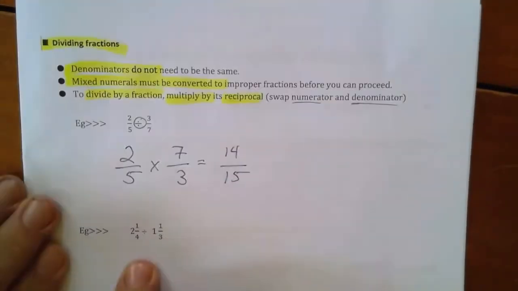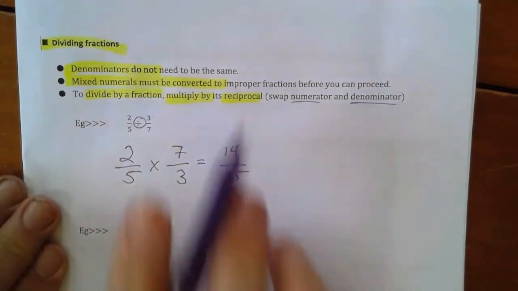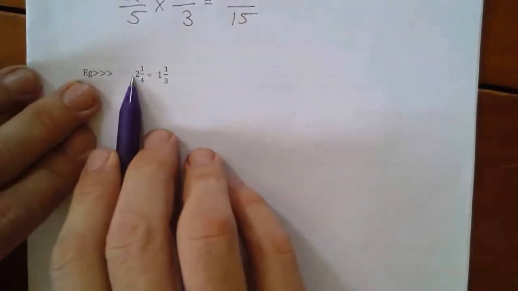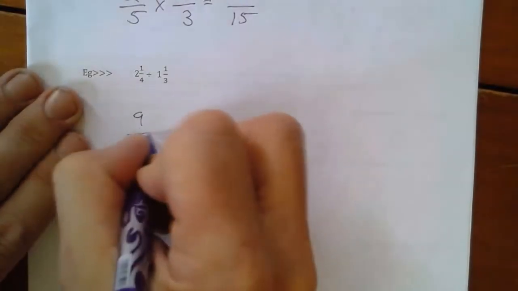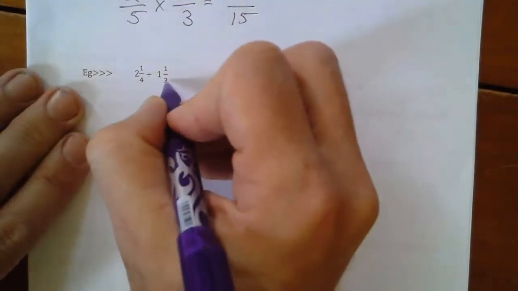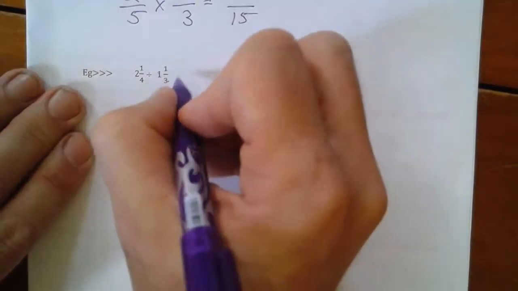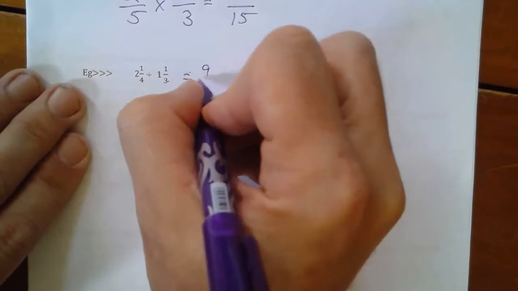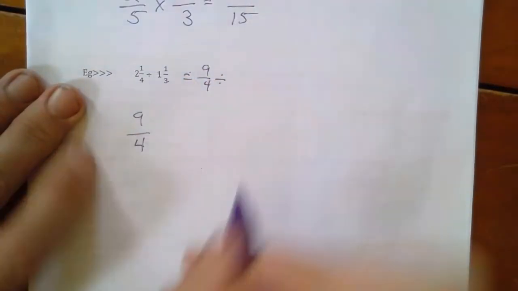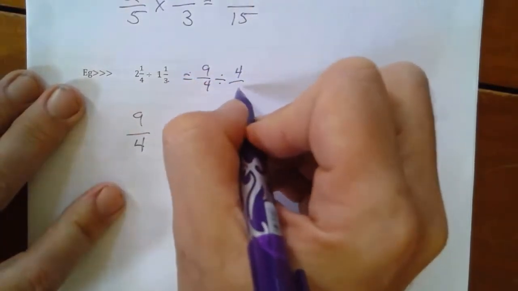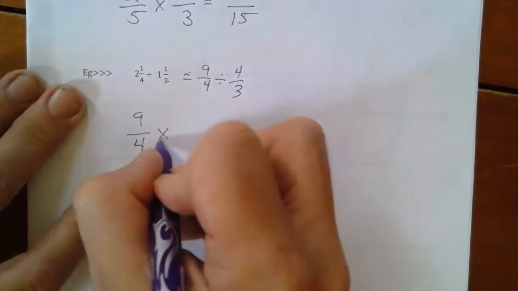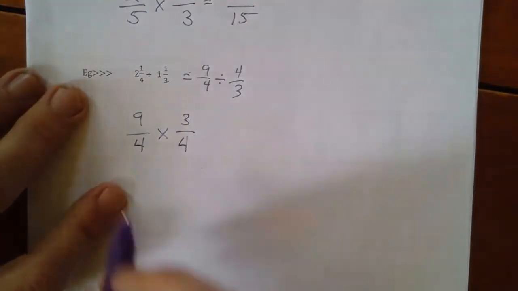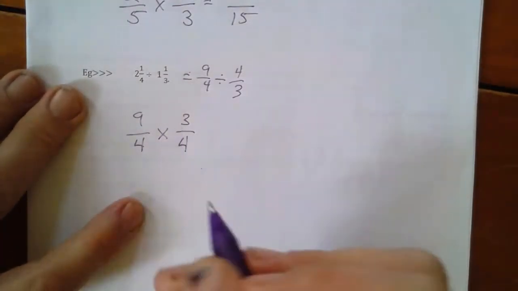Now, remember the rules. If we're dividing or multiplying, we have to convert these mixed numbers into improper fractions. 4 times 2 is 8 plus 1 is 9 over 4. And this one is going to be 3 times 1 is 3 plus 1 is 4 over 3. So if we've got 9 over 4 divided by 4 over 3, then swapping this around to its reciprocal, there we go, we've got 9 over 4 times 3 over 4.